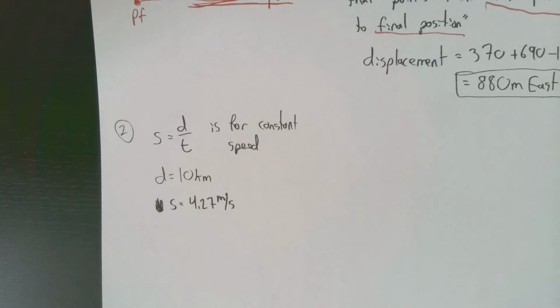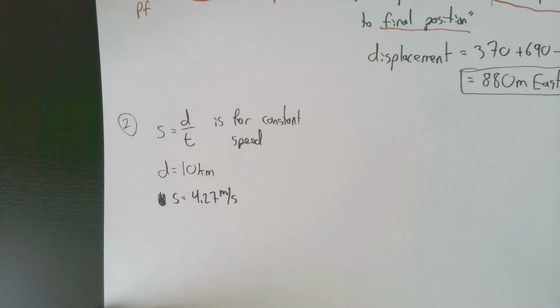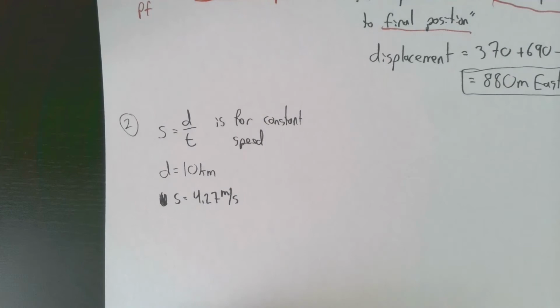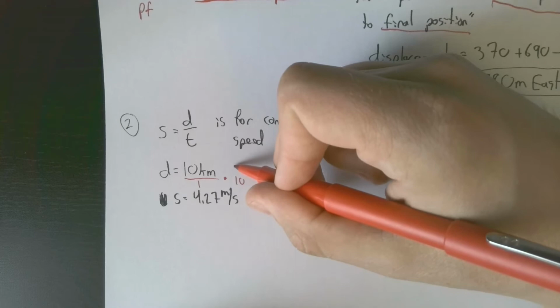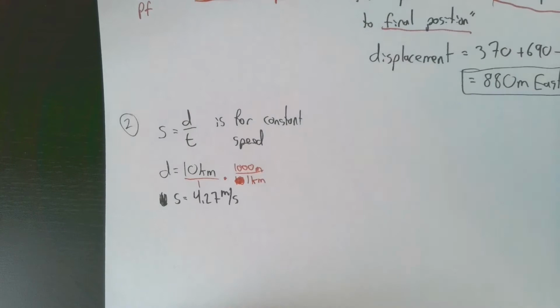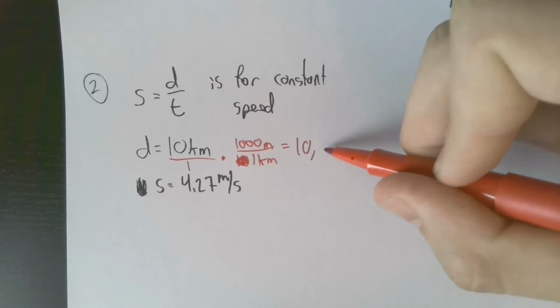Very good. We've got to convert distance. The standard unit for distance is meters. So your conversion is at the bottom. We'll use this one. 1 kilometer is 1,000 meters. So I'll put one there. Ooh, I did that wrong. It's 1,000 meters on top, 1 kilometer on bottom. So our distance is actually 10,000 meters.